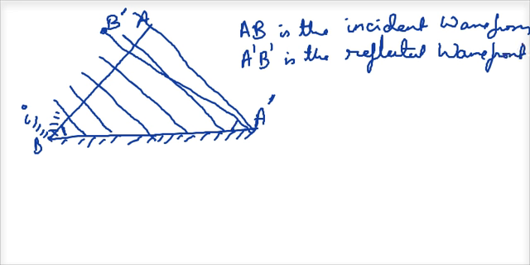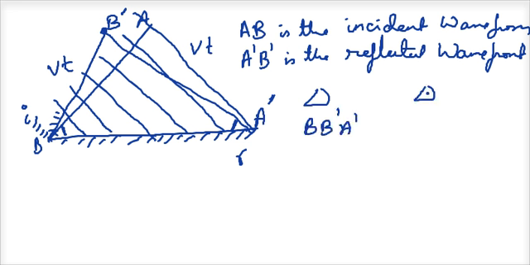And the angle which the reflected wavefront makes with the plane is what is called R, the angle of reflection. Then I can say that the time taken by the wave to reach from A to A dashed is equal to the time taken by the wave to go from B to B dashed. Why? Because it's the same medium and the velocity remains the same. So this is Vt, this is also Vt. Now consider two triangles. Here I am taking triangle B, B dashed, A dashed. Here I am taking triangle A, B, A dashed.